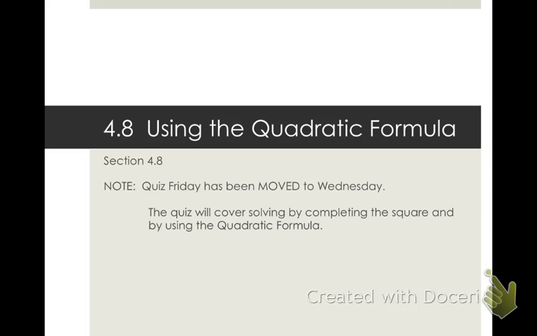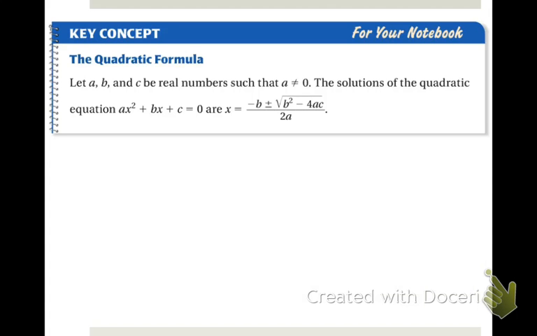So we're just going to do one example here because this is pretty basic. So the quadratic formula is this, and hopefully you have seen this before. When a, b, and c are real numbers, and a can't be 0. The reason a can't be 0 is because it's in the denominator. We can't divide by 0.